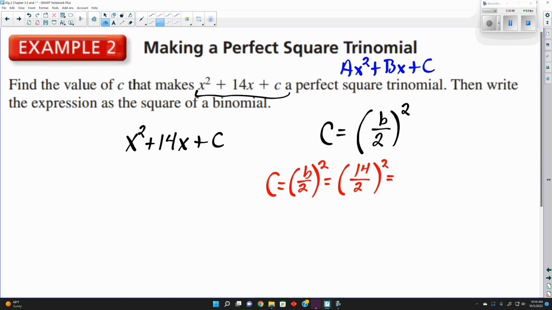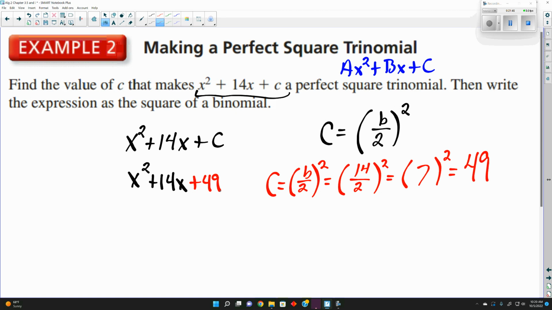Now we could type this all into the calculator at this point and let it do it for us, but let's go on and divide by 2. What is 14 divided by 2? 7. 7 squared is 49. So the value of c that will make this a perfect square trinomial is 49. So our equation is x squared plus 14x plus 49. Questions on any of this so far?